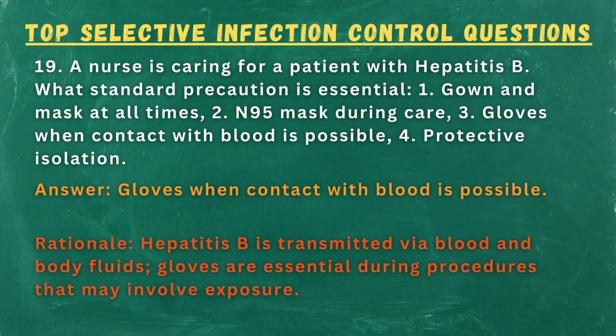19. A nurse is caring for a patient with hepatitis B. What standard precaution is essential? 1. Gown and mask at all times. 2. N95 mask during care. 3. Gloves when contact with blood is possible. 4. Protective isolation. Answer: gloves when contact with blood is possible. Rationale: hepatitis B is transmitted via blood and body fluids. Gloves are essential during procedures that may involve exposure.